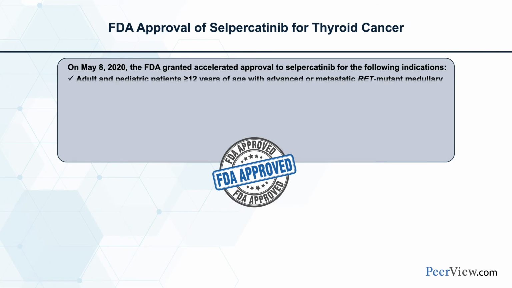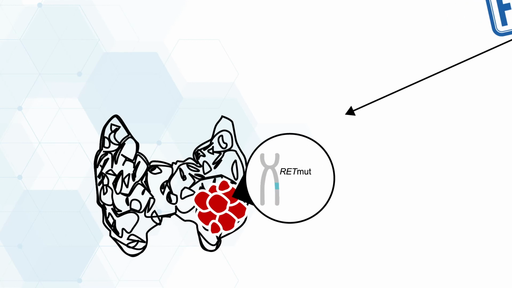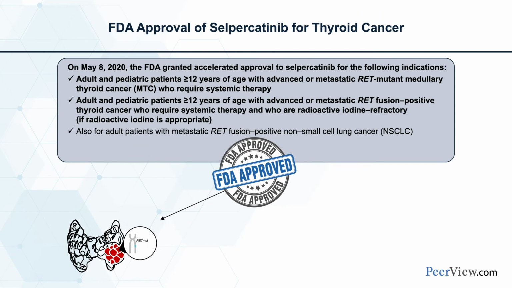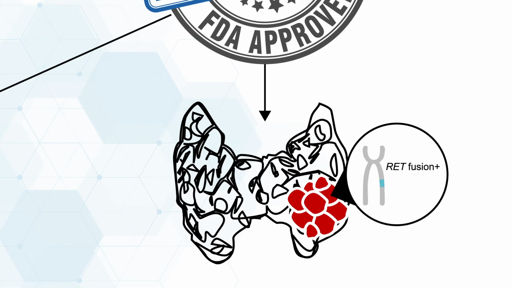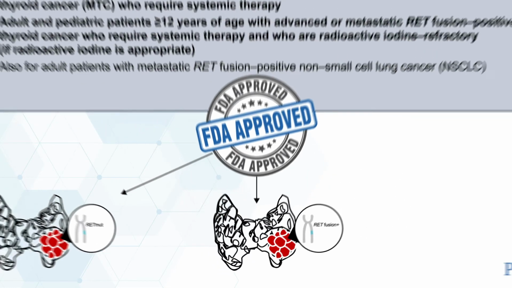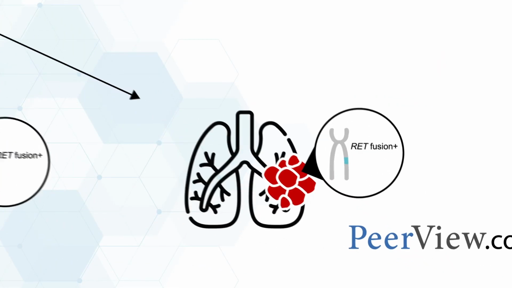So FDA approval of selpercatinib was given on May 8, 2020. The FDA granted accelerated approval for adult and pediatric patients over 12 years of age with advanced or metastatic RET-mutant medullary thyroid cancer who require systemic therapy, as well as adult and pediatric patients greater than 12 years of age with advanced or metastatic RET fusion-positive thyroid cancer who require systemic therapy, and who are radioactive iodine refractory. Of note, in the same approval, selpercatinib was also given the go-ahead for RET fusion-positive non-small cell lung cancer.